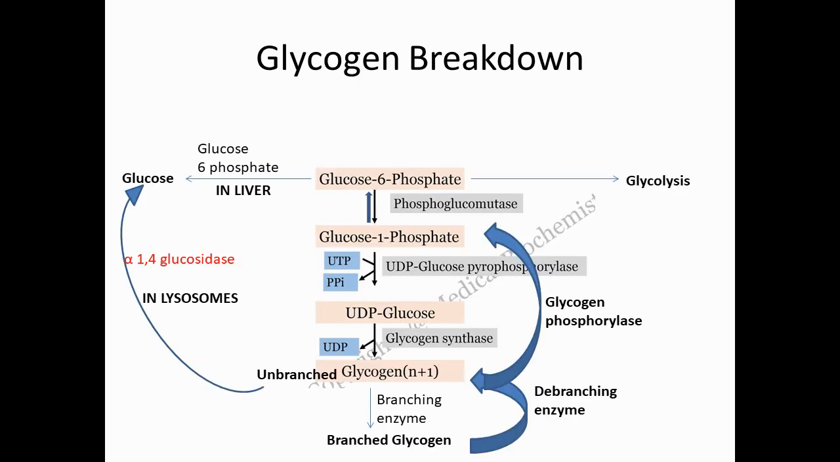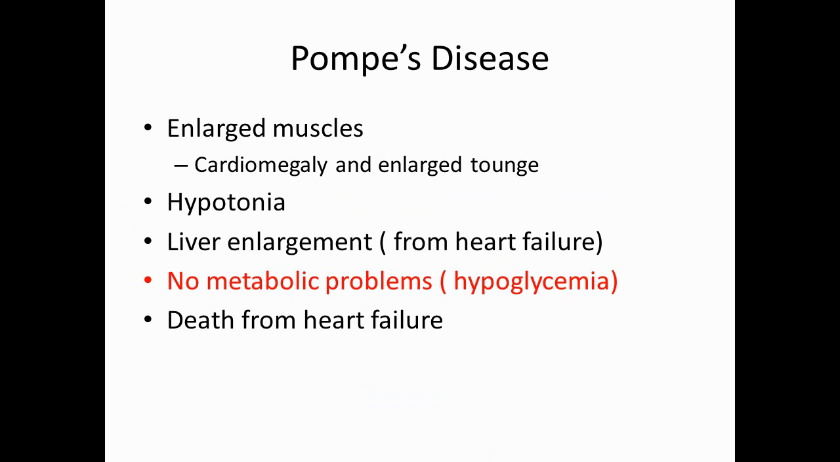So in this glycogen breakdown chart, there will be deficiency of this enzyme, alpha-1,4-glucosidase enzyme, which is only found in lysosomes. So we will not see any type of hypoglycemia or muscle weakness like symptoms in this disease. There will be symptoms like enlarged muscles, especially in heart and the tongue. There will be hypotonia, liver enlargement because of the heart failure, not because of the glycogen accumulation. There will be no metabolic problems like hypoglycemia, and child often gets dead from the heart failure.